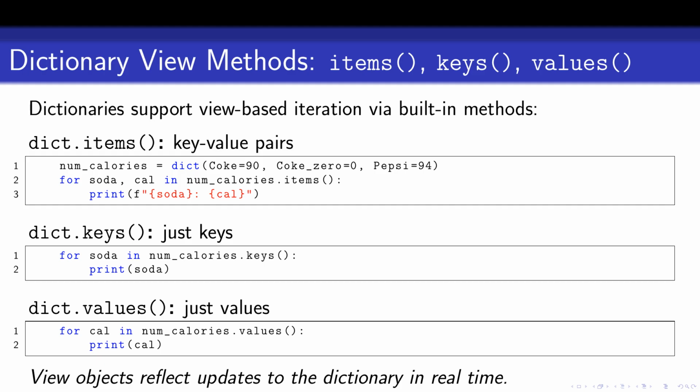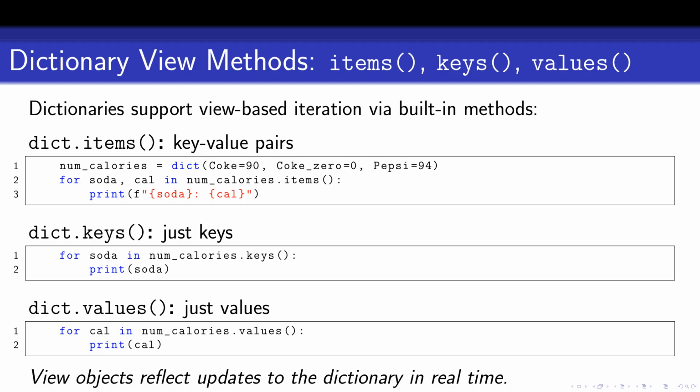Python dictionaries also offer view-based iteration through the items, keys, and values methods. The items method returns both the key and value for each entry, which is useful for situations where you need full access to each pair, such as displaying data or transforming it into another format. The keys method returns just the keys, while values gives you only the values.